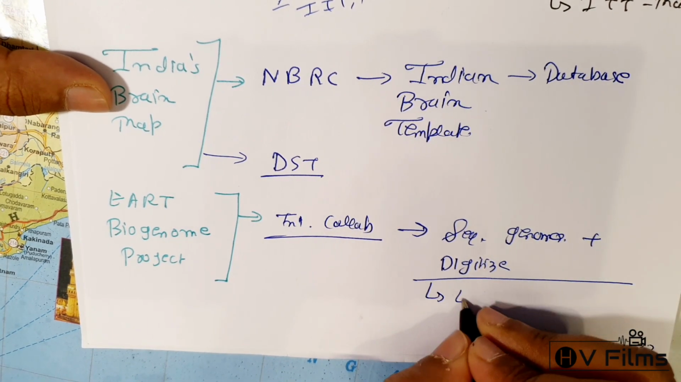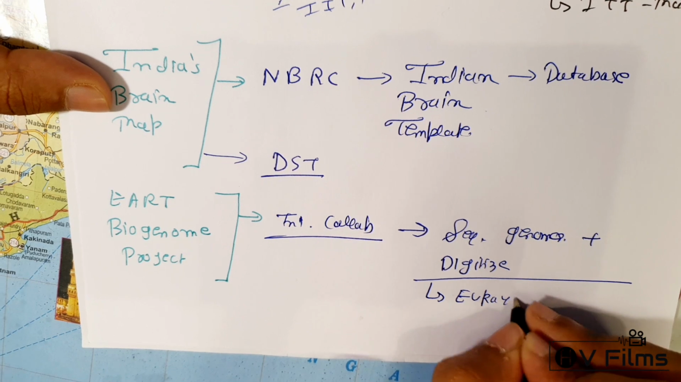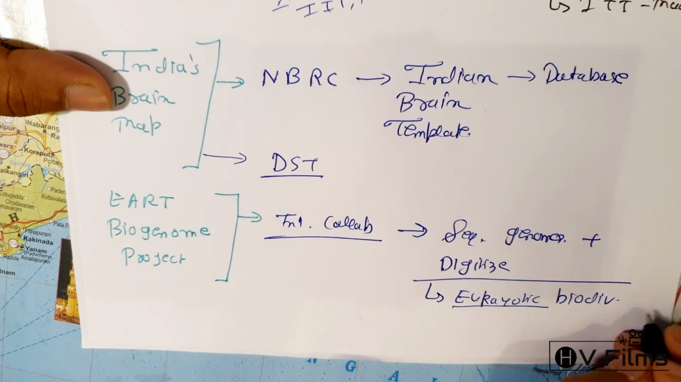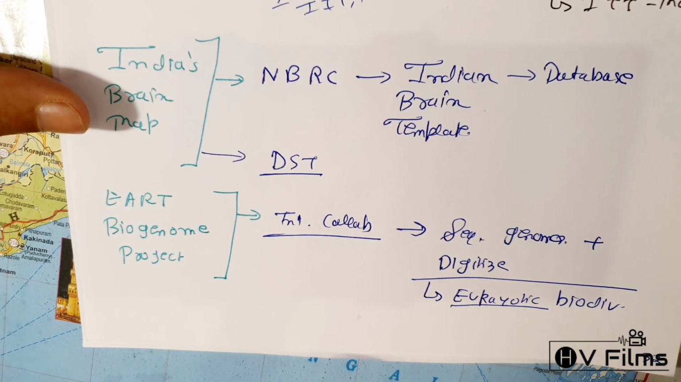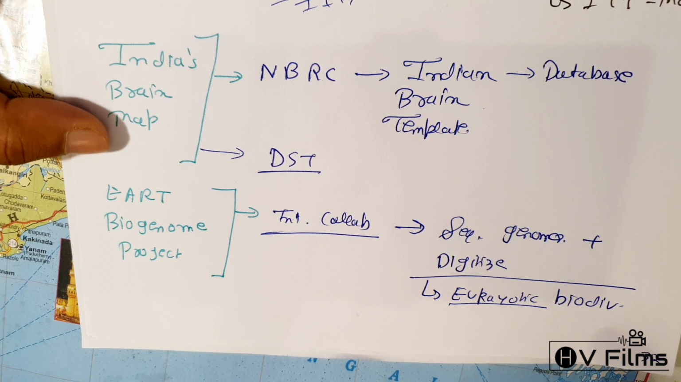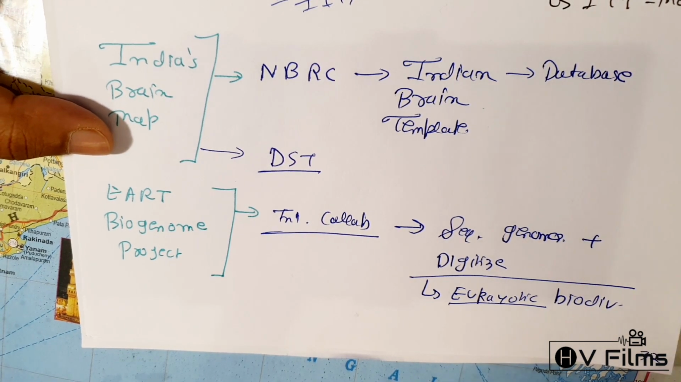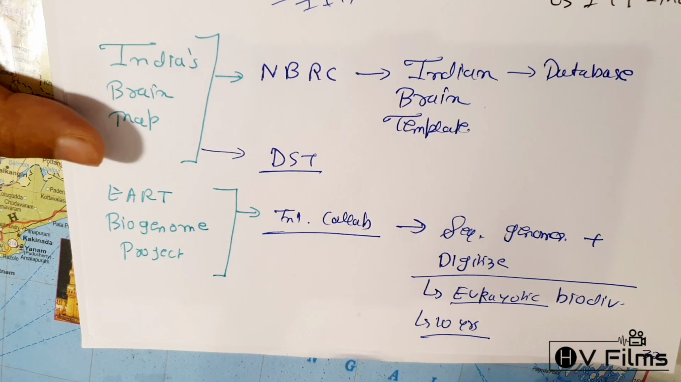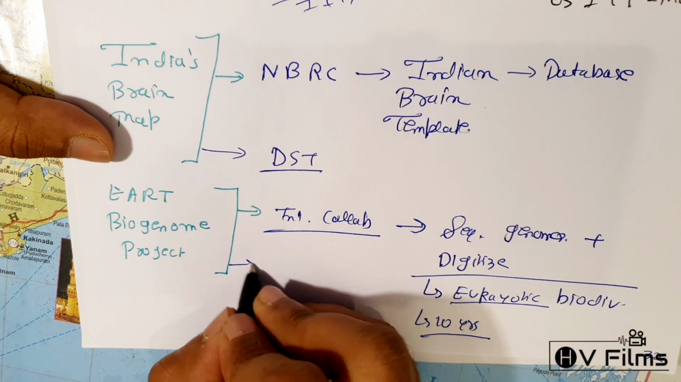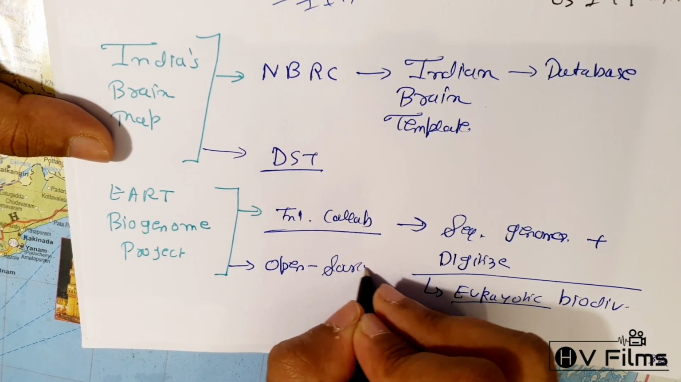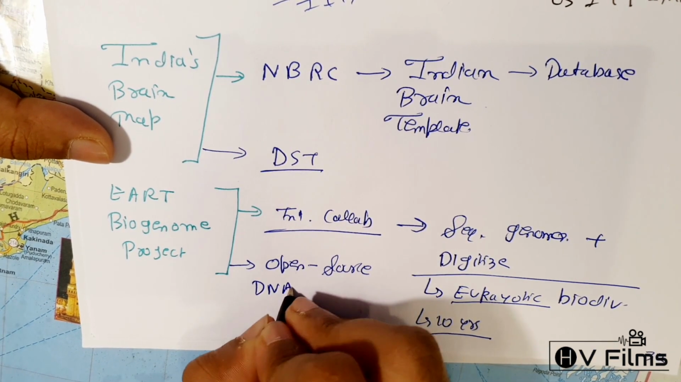Of eukaryotic biodiversity, as there are two of them, eukaryotic and prokaryotic. I have discussed that in the environment section. And these are the ones on Earth, over a period of 10 years. So it is basically an open source DNA database. You can say it here like it is an open source DNA database.